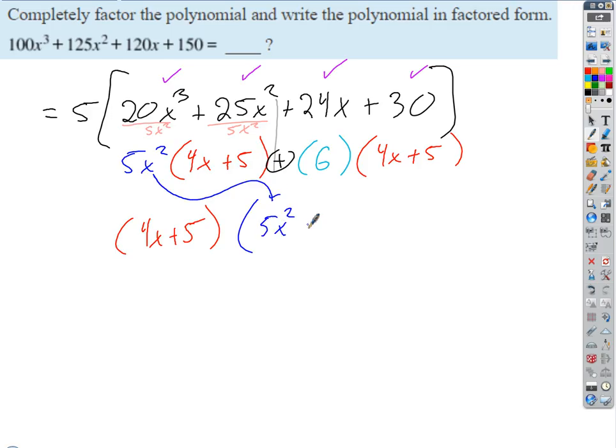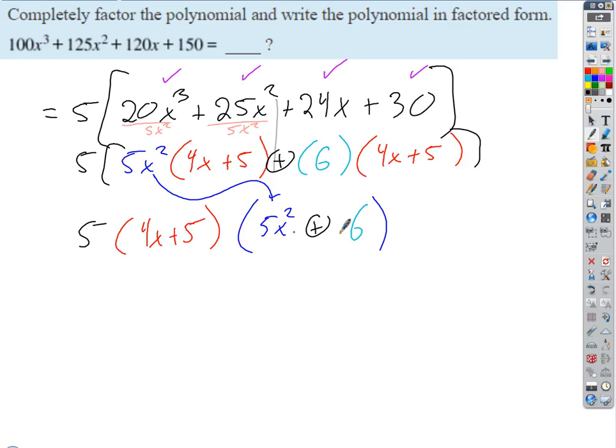Good, 5x squared plus 6. Right, and don't forget out front, what's out front? 5x squared. Remember, I've still got, out front, I've got that 5, right? So, there it is. I've got 5 times 4x plus 5 times 5x squared plus 6. So am I done? This time I am.